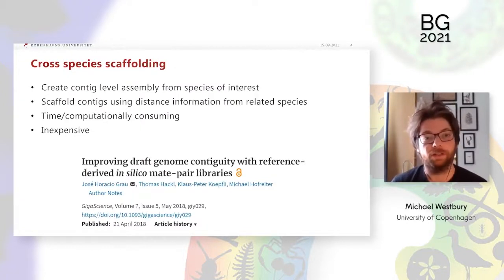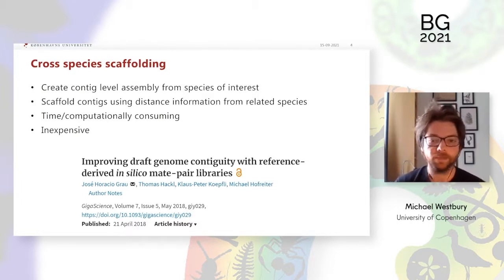However, there's also one alternative method that has recently become more popular, or more available, which is cross-species scaffolding, where you create the contig level assembly from your species of interest. So just using the short Illumina read data to make a rough contig level assembly, and then you use the distance information from a related species with an assembled high quality genome to scaffold the contigs. So essentially put the contigs together and put ends or missing data between the contigs, so you have a more contiguous assembly, but not really adding new nucleotide information. This is also relatively time and computationally consuming, but the benefit is it's inexpensive.